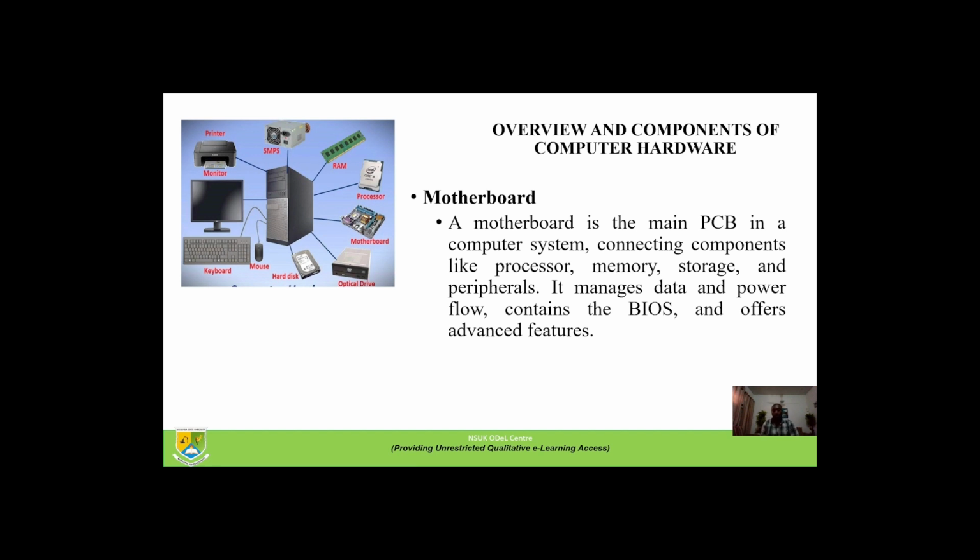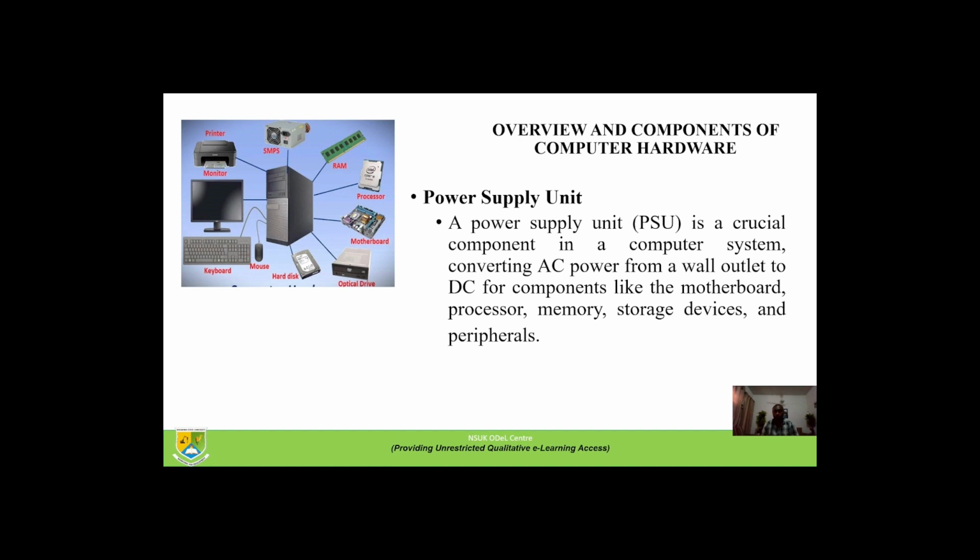Motherboard. A motherboard that is regarded as the main PCB, a printed circuit board, is a component in a computer system that enables other components to be connected to it. Components like the processor, the memory, storage devices, and other peripheral components that consist of both input and output components. So it manages data and power flow. It also contains the basic input-output system, BIOS, and offers advanced features.